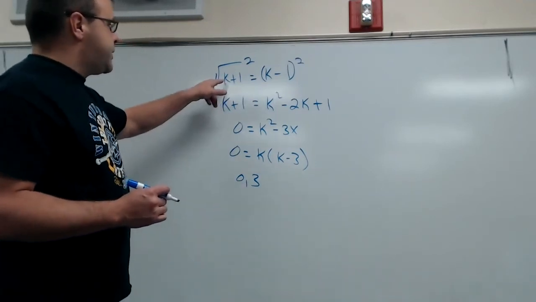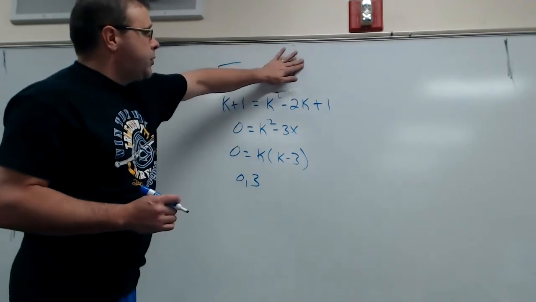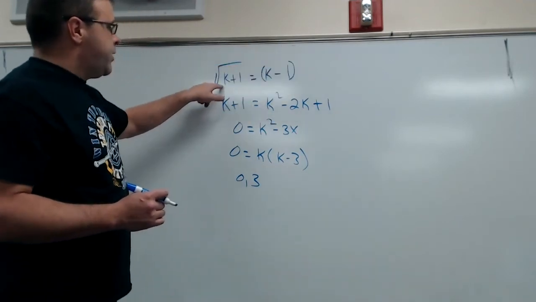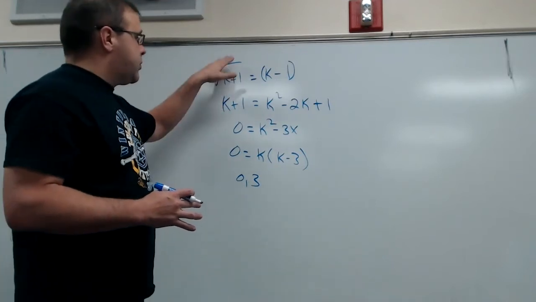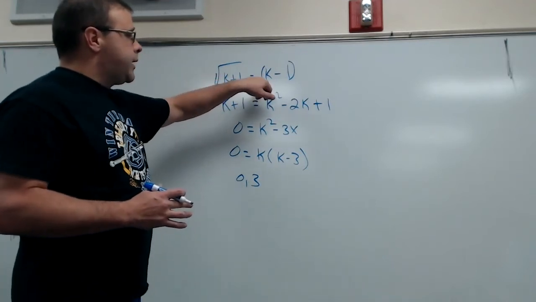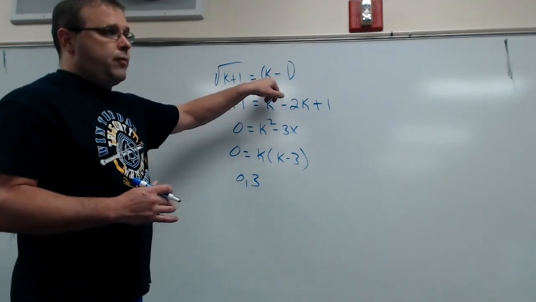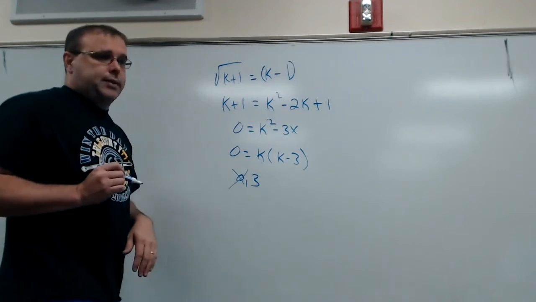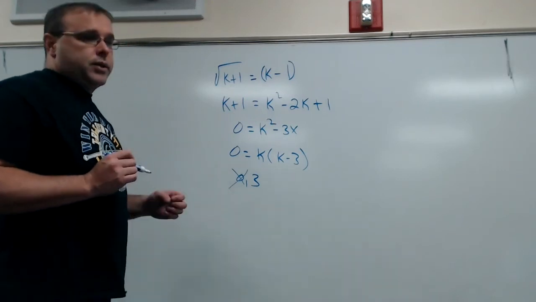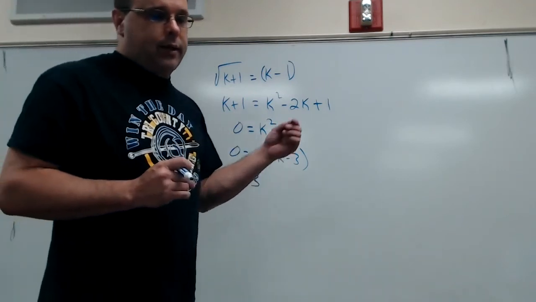Okay? So if I put 0 into my original problem, it looks like that. Put a 0 in here, I get the square root of 1. Good, I can't take a square root of a negative, so that's okay. The square root of 1 is 1. But over here I got 0 minus 1, which is negative 1. So does 1 equal negative 1? So I cross out that solution. So 0 is not a solution. This is what they're talking about, that extraneous solution.